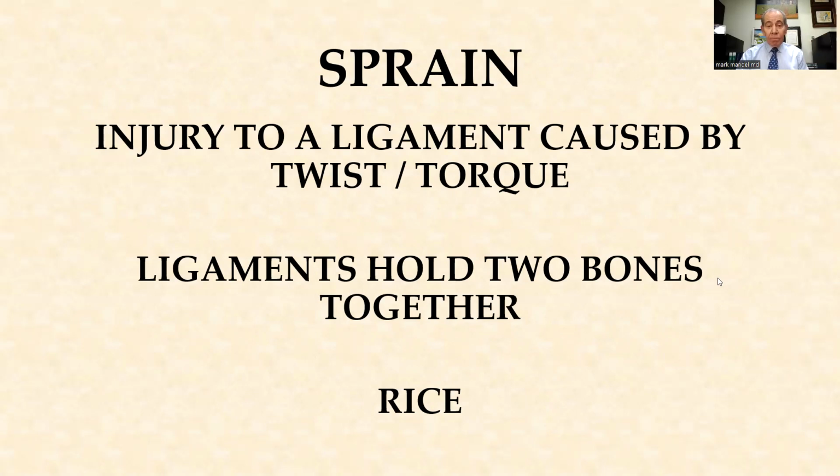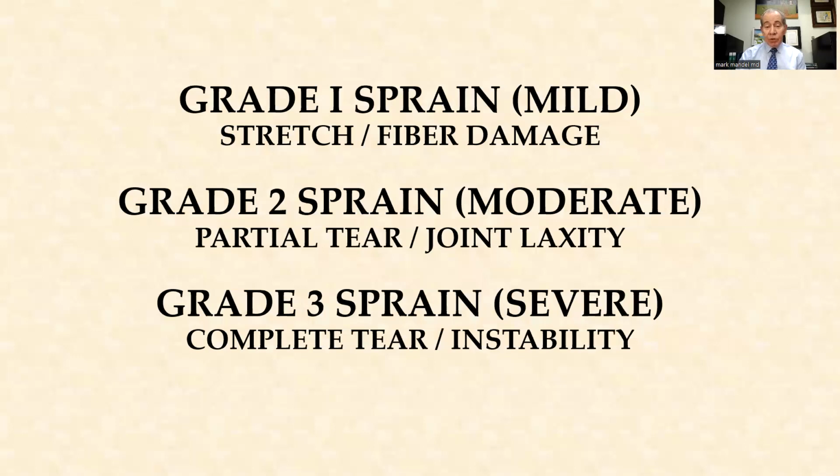A sprain means that there's a twist torque injury, and the ligament which holds two bones together is damaged. They come in all degrees of separation. Some of them are microscopic, meaning there's fiber damage, can't really see anything. Partial tear is grade 2, and if there's a complete tear, there's usually gross instability. We're talking about the wrist.